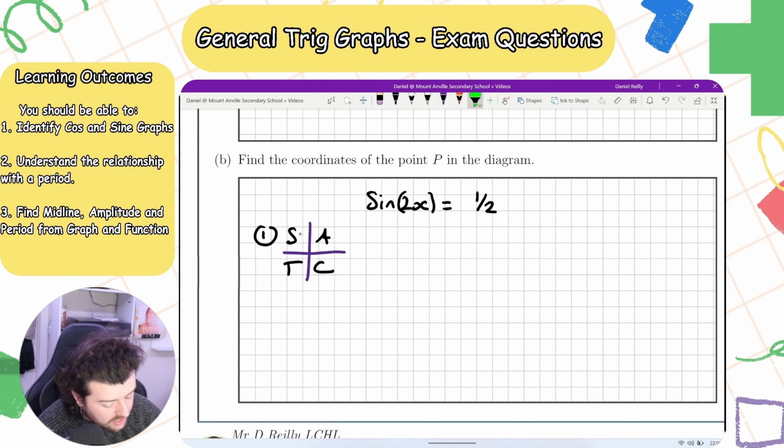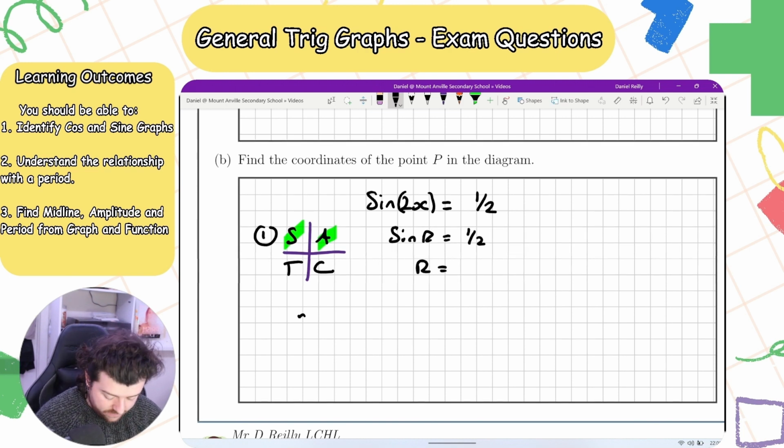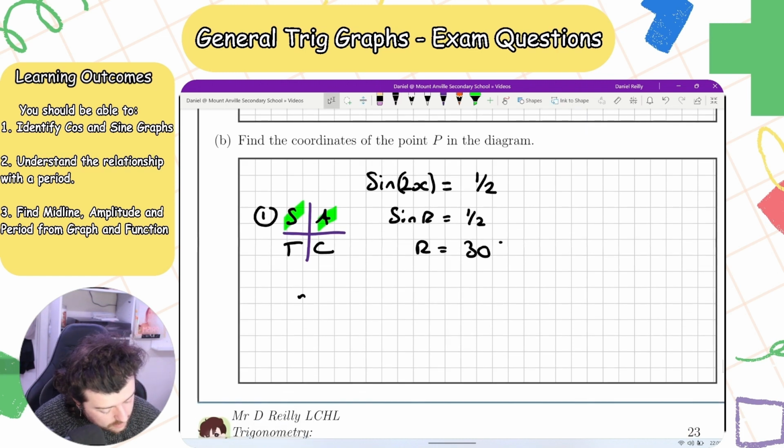So sine is positive, so it's positive in the first two quadrants. Next one, it's going to be 2x. Find my reference angle. So my reference angle is equal to sine inverse a half, which is 30 degrees. Finally, find my two solutions for my general solution. So this is going to be my reference angle, and 180 minus my reference angle.